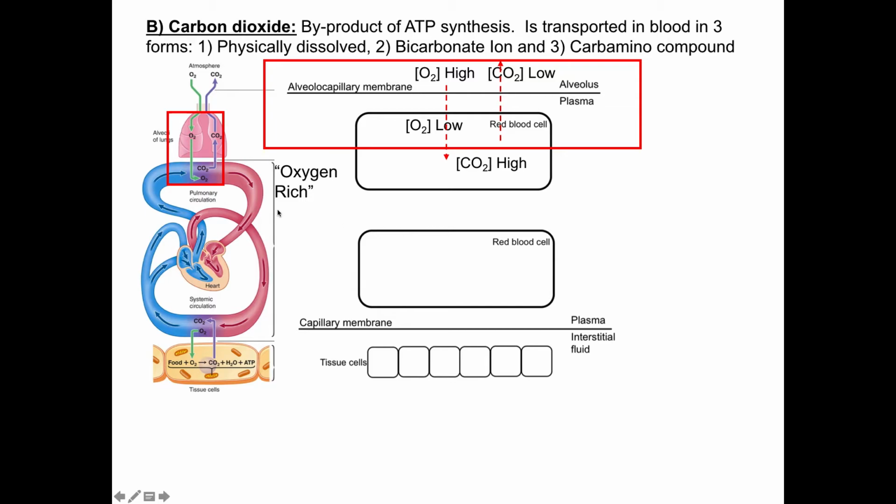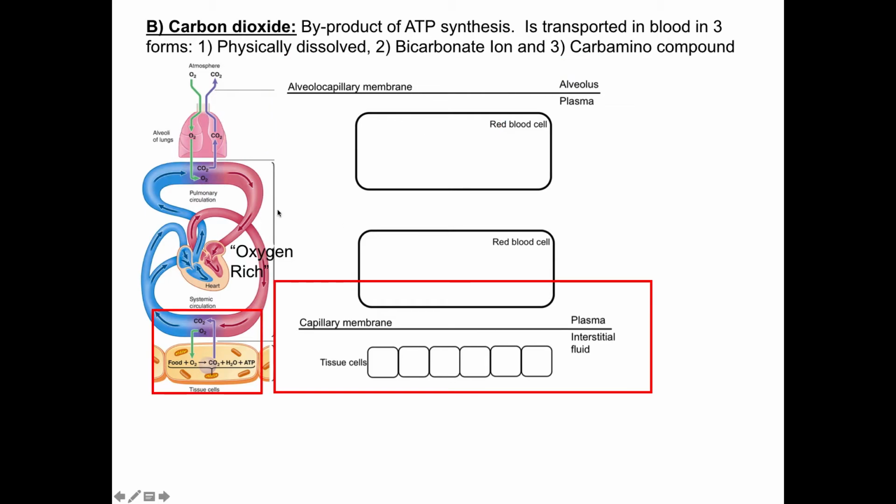I'm going to chill. So now what happens down here? So this blood moves down into the left atrium, through the bicuspid valve, out the left ventricle, the aorta, down through the arteries, and now we've made it down to the capillaries in the systemic circulation. That's what this is representing.